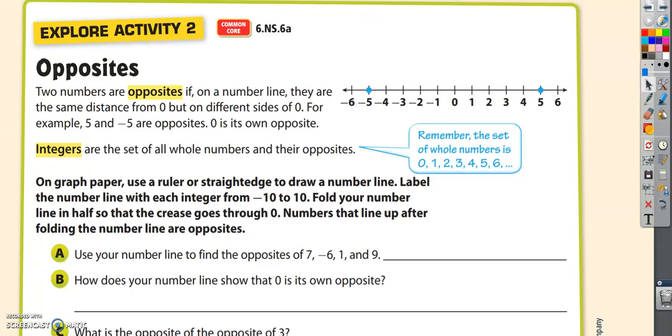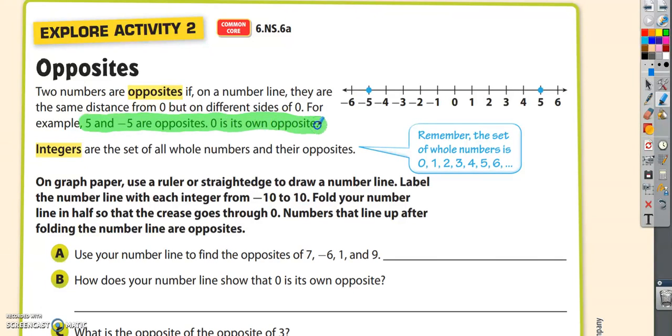So Explore activity 2, opposites. Two numbers are opposites if on a number line they are the same distance from 0, but on opposite sides of 0. For example, 5 and negative 5 are opposites. 0 is its own opposite. So let's go back to this line right here. I'm going to highlight some stuff and we're going to talk about this.